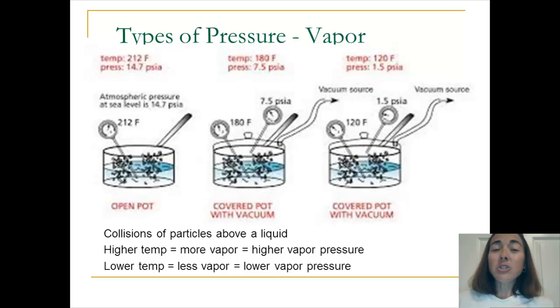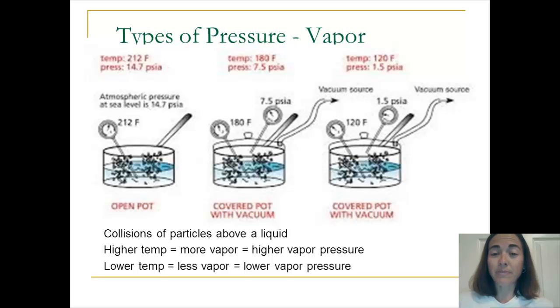Now here's another type of pressure that I want you to know how to measure. Vapor pressure is something that can be measured in a lab. If you look at the slide here, we're still looking at collisions of particles. Vapor pressure, though, is when a liquid evaporates and you have those vapor molecules above the surface of a liquid. It causes it to exert pressure.